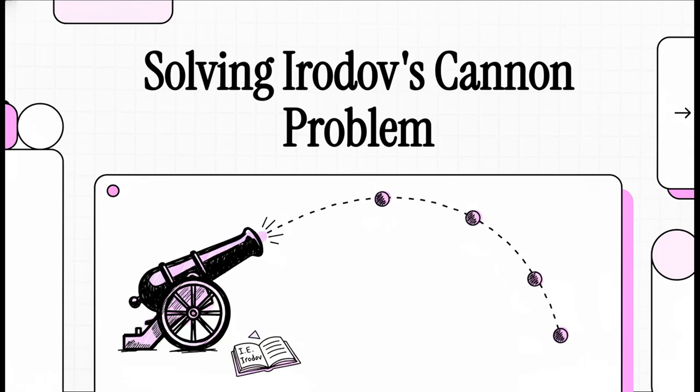All right, today we're tackling a real classic. We're diving into I.E. Irodov's legendary physics problem book, and we're going to solve problem 1.32. Now, this is a cannonball challenge that, on the surface, seems pretty simple, but it's got this awesome little secret about projectile motion baked right into it.